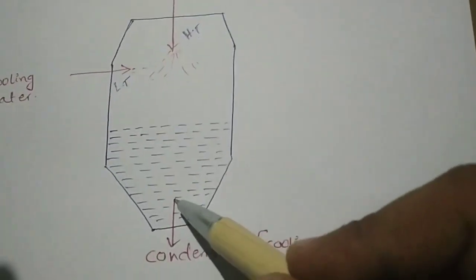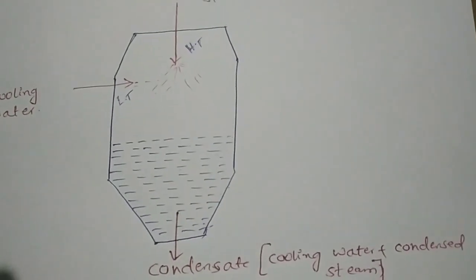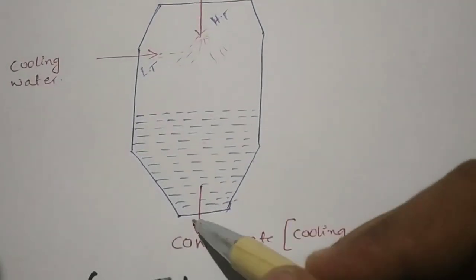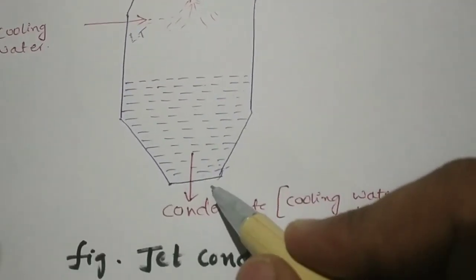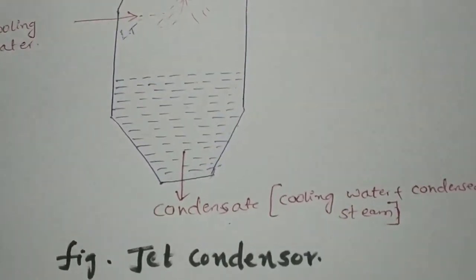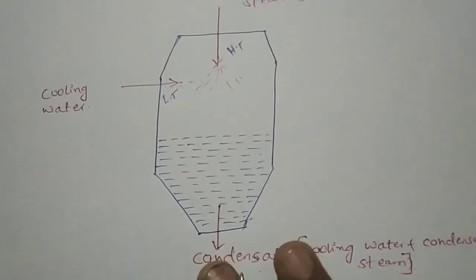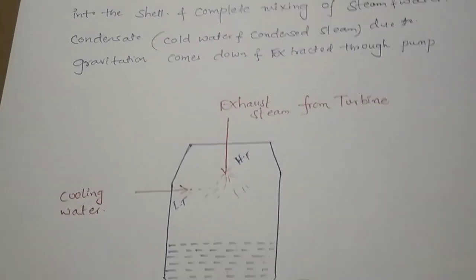That condensate is called cold water and condensed steam. And how will this condensed steam be extracted? It will be extracted here. Because of gravitation it falls in the downward direction, and with the help of the extraction pump, we will take this condensate outside. This is the complete working of the jet condenser.